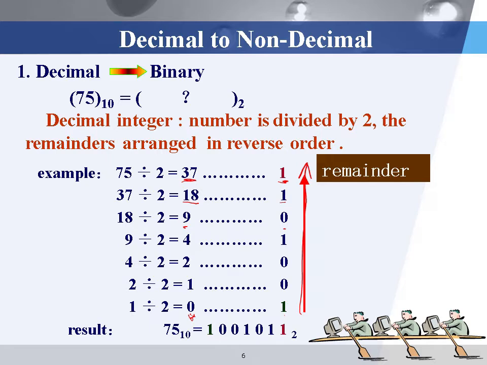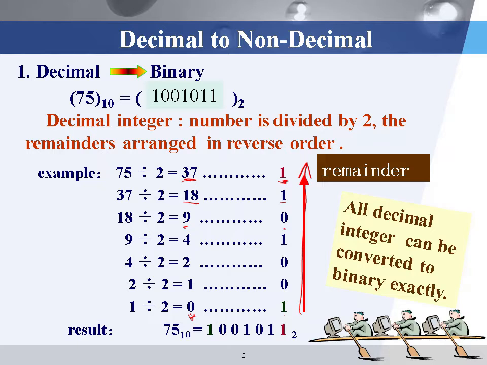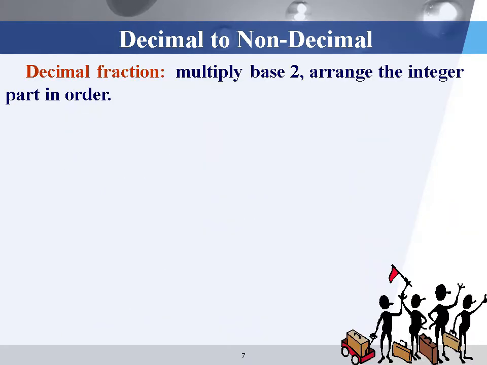If you want to verify whether this value is correct, you can also try to convert the binary into decimal again using the spread number approach, and then you can get 75 in decimal. Because all of the decimal integers can be divided by 2 perfectly, all of them can be converted to binary exactly. For the fractional part, it is different.